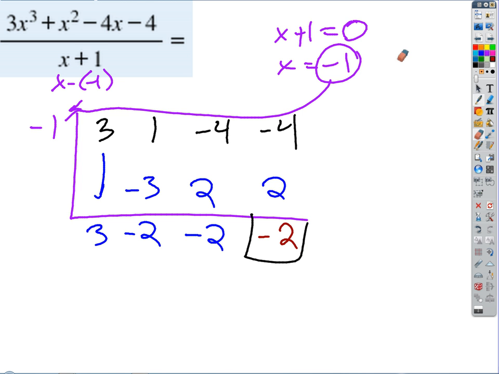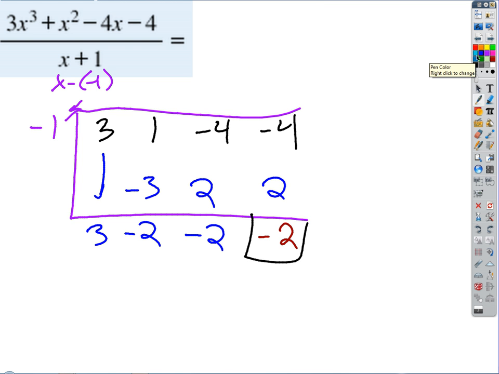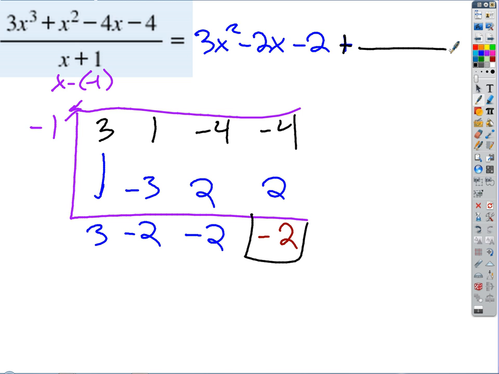So how do I interpret that? It's ax squared plus bx plus c. These are the coefficients of the polynomial part of the answer, right? That's the constant, the coefficient of x squared, x cubed if it were there, etc. So that's going to look like 3x squared minus 2x minus 2 plus what? Negative 2. Okay, good, there's my remainder. And what goes on the bottom? X plus 1. Yeah, because the remainder is what remains over the denominator. Good. All right, you guys are getting this stuff.